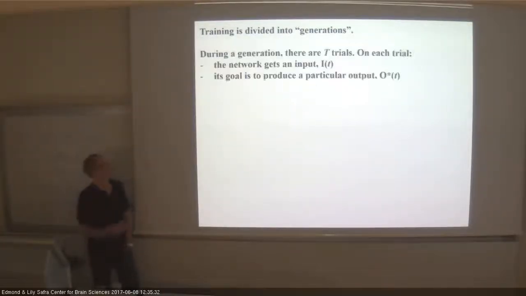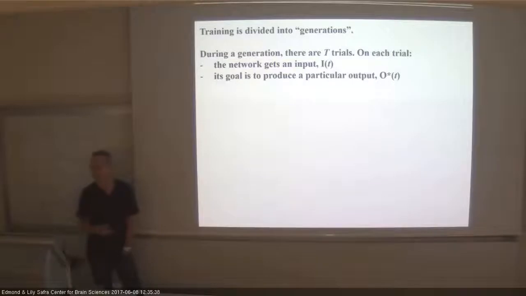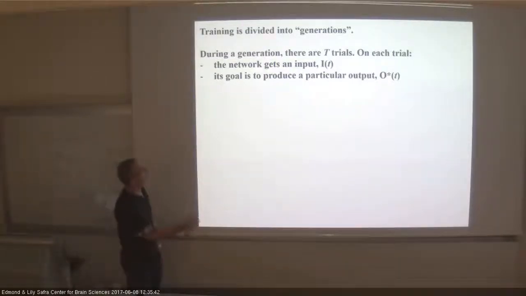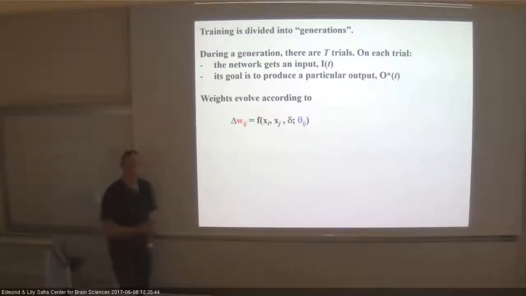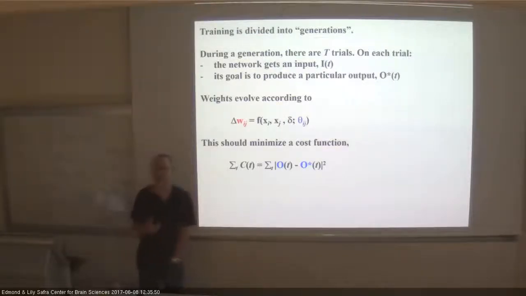So now we get to training, which is divided into generations. In each generation, there are T trials. T could be a random variable; it doesn't really matter. The network gets input I. Its goal is to produce a particular output I star. And the weights evolve according to this preset learning rule, which should minimize some cost function. Okay, hopefully, if all goes well.